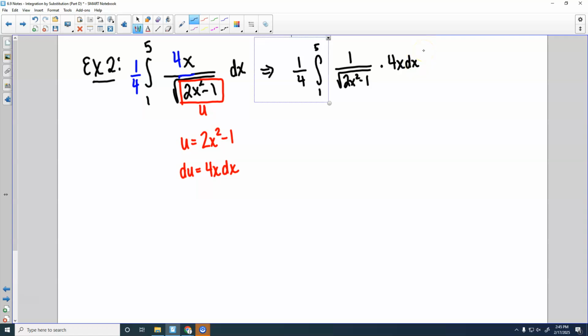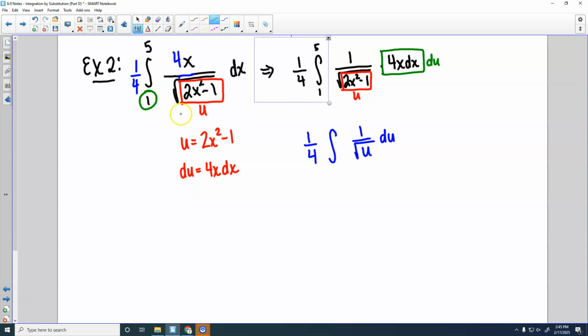You don't necessarily have to rewrite it like that, but I just want it to be very clear for you guys as we're going through it. So, as we said, this is our u. This part right here is our du. So when we switch to u's, the 1/4 stays out front. We've got 1 over the square root of u du. And we want to change our limits using this function that we've got for u right here.